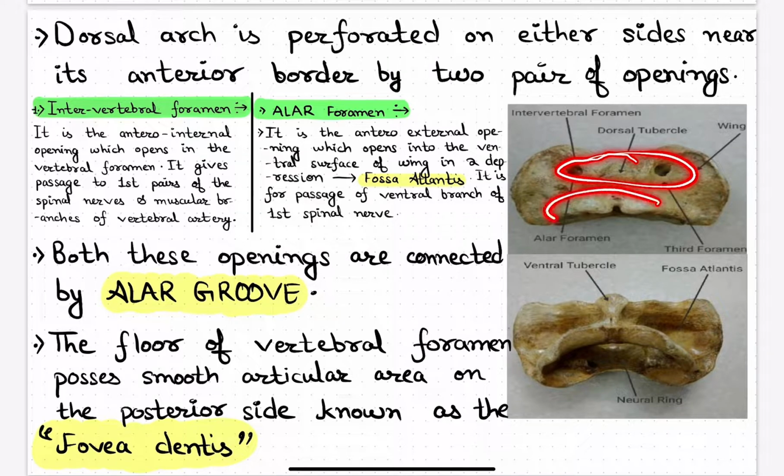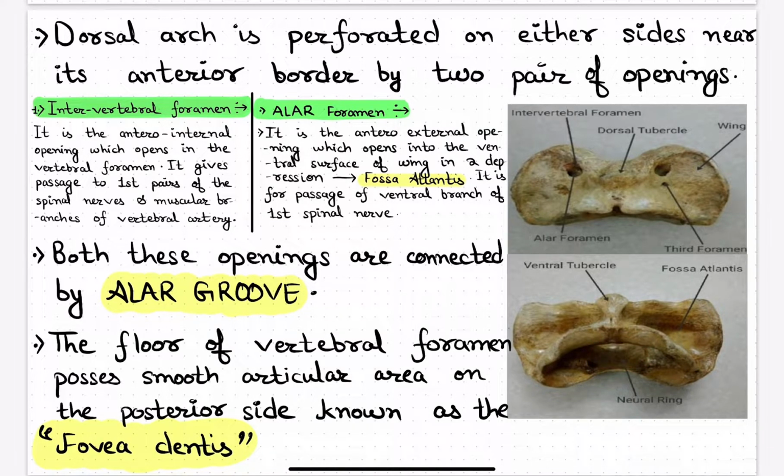This is the anterior side, this is the posterior side, and this is the dorsal surface. Okay, and this lower one is the ventral surface. Like you can see, here is the dorsal tubercle and here is the ventral tubercle. So the intervertebral foramen is a foramen which opens into this vertebral foramen.